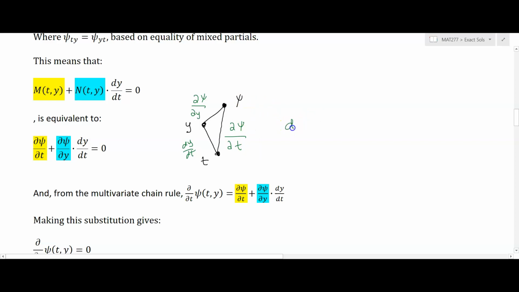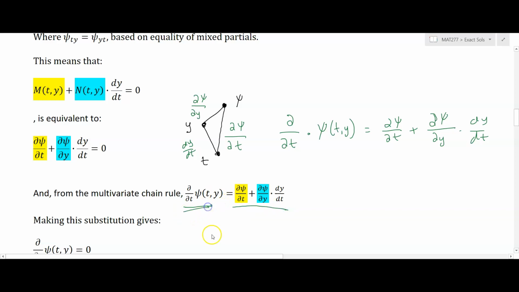So by definition, the derivative of psi with respect to time of this psi of t, y function is equal to d psi dt plus, following the chain rule, d psi dy times dy dt. And what that allows us to do is make a mathematical substitution. Anywhere I see this, I can replace it with this. So I'm going to replace this whole left side right here with the derivative of psi.